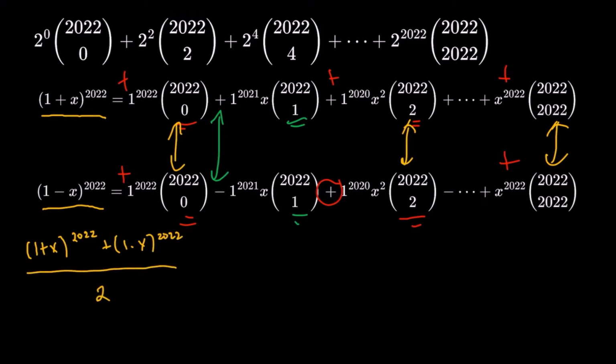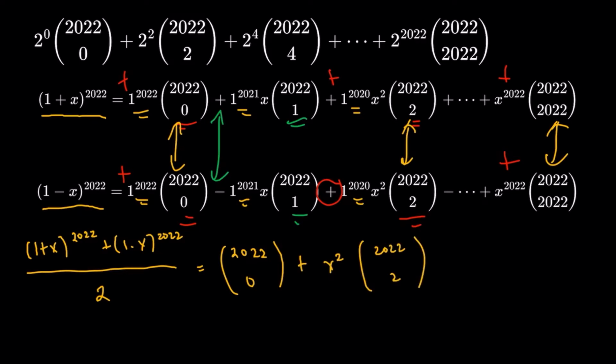And then we realize that this will be equal to the first term. All the 1 raised to anything, I'm just going to replace with 1. So the first one is just going to be 2022 choose 0. All right. The next term will be x squared times 2022 choose 2. And then the pattern will continue all the way until x raised to 2022 times 2022 choose 2022. Now, this is the pattern, or the sum.